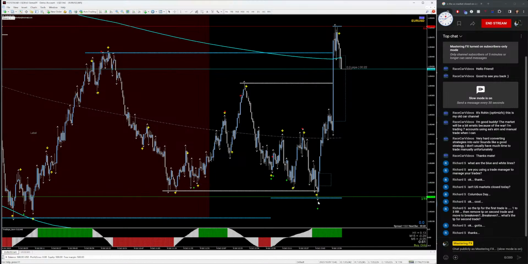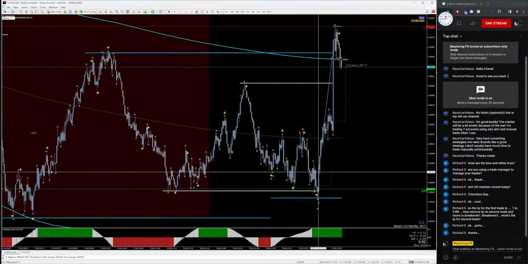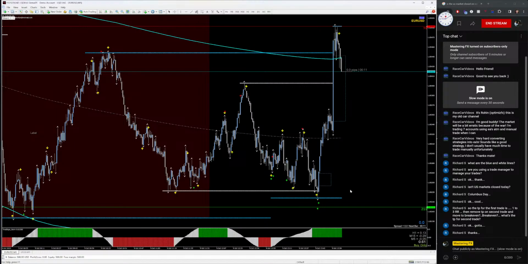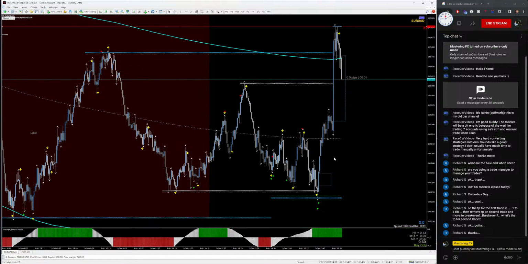So if I just go by yellow arrow and green arrow, then I would have had an entry here and a completed trade here. Just annoying. Yeah. So right now it's still green, so I'm not looking at anything here.